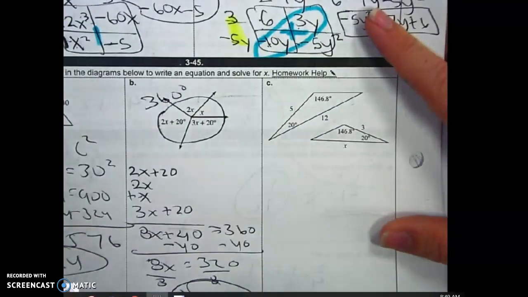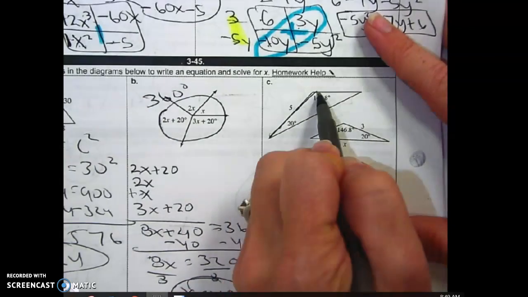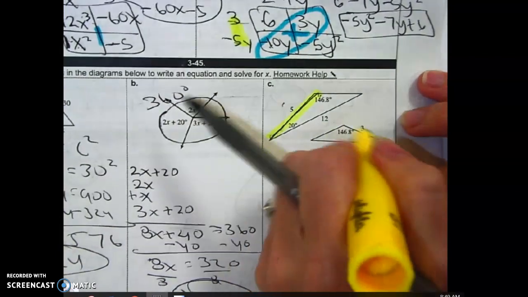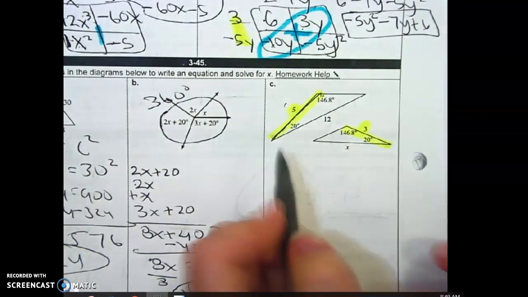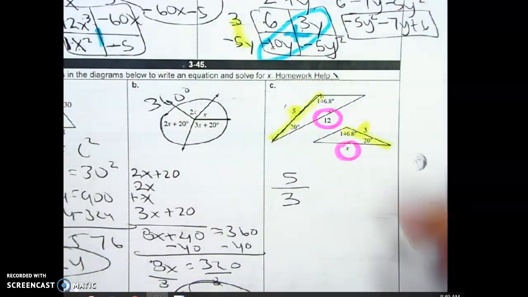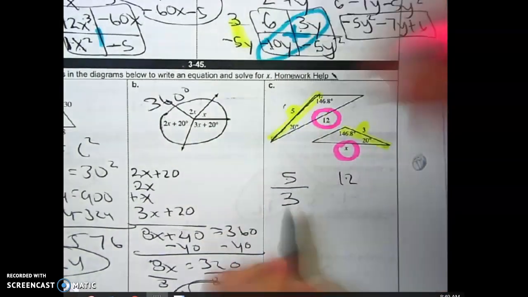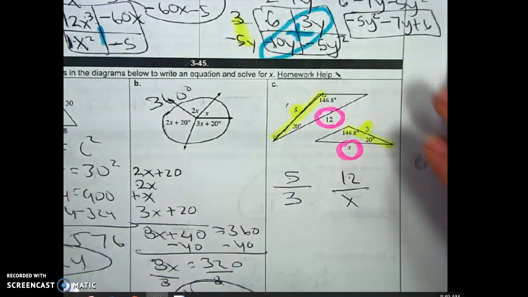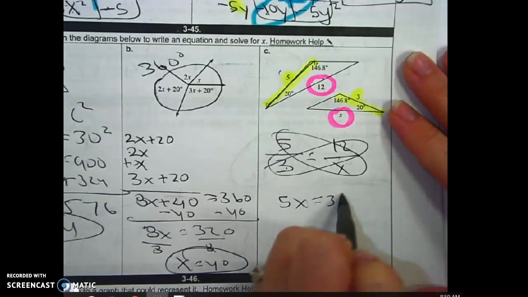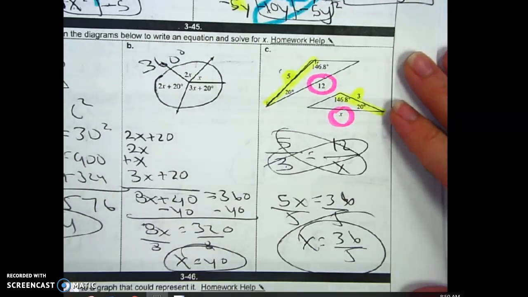All right, let's find x. So we've got to find relationships. Okay, so this is the 2146. So those two are related, 5/3. And then that means that 12 goes with x. So since the 5 is with the 12, I've got to put the 12 on top. So this is the same triangle over x equals 5x equals 12 times 3. Divide by 5. X equals 36/5. That's fine with me.